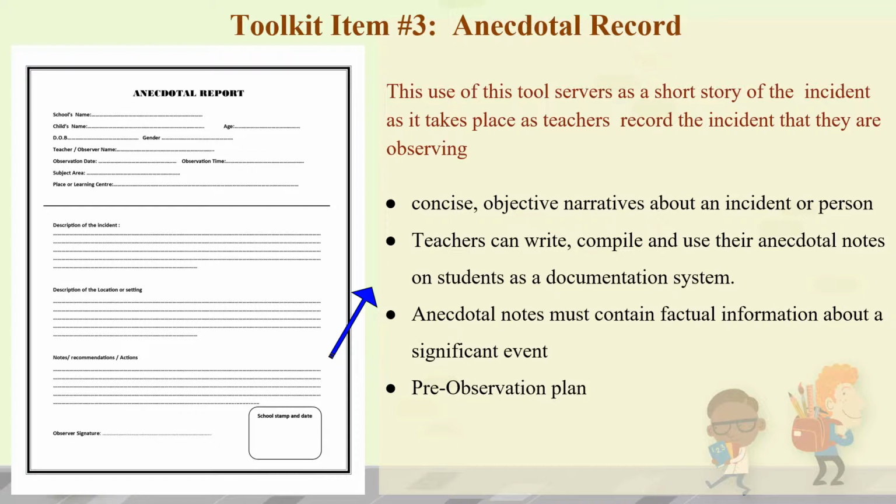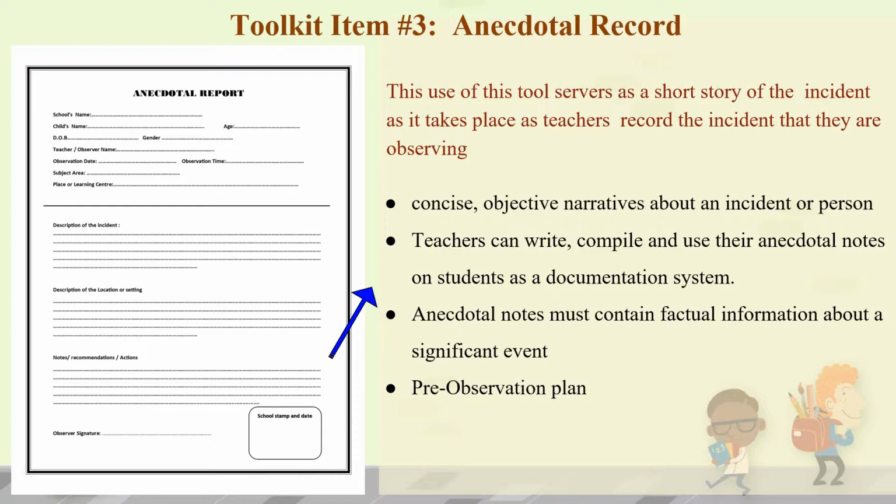Place or the learning center: this is whether it's in a small corner or whether it took place in an aisle. There are also lines provided for the description of the incident, so you describe exactly what you see, what was there, what took place. Then a description of the location of the incident or the setting, and notes, recommendations, and action to be taken. The observer's signature, the school stamp, and the date for verification as well.